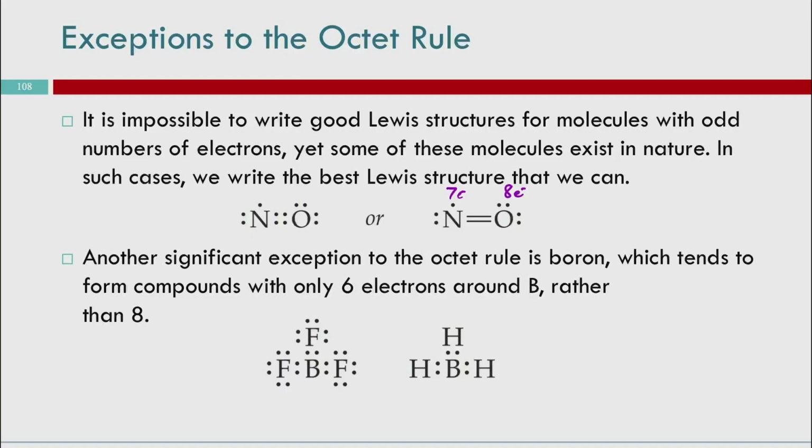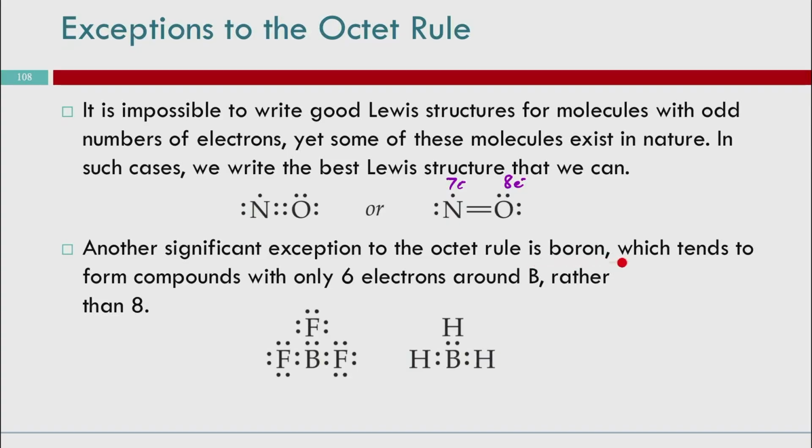Another exception to our octet rule is boron. Boron and aluminum also, because they're weird, tend to form compounds with only 6 electrons around boron instead of the usual 8 for our octet rule. This will be important on our worksheet that we're working on tomorrow. So if you see boron, it's 6. Why? Because. Isn't that fun?